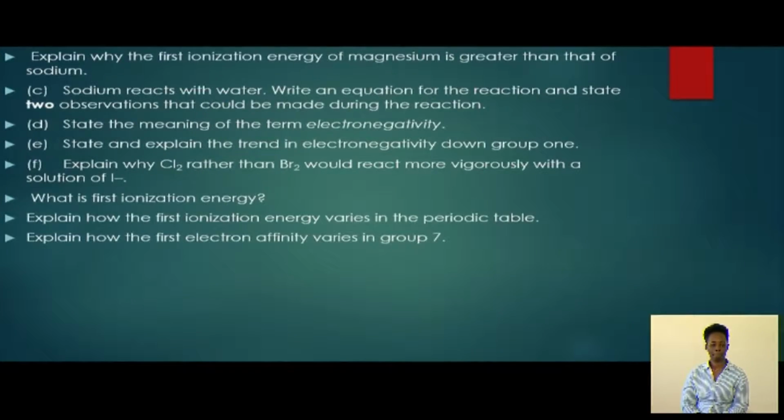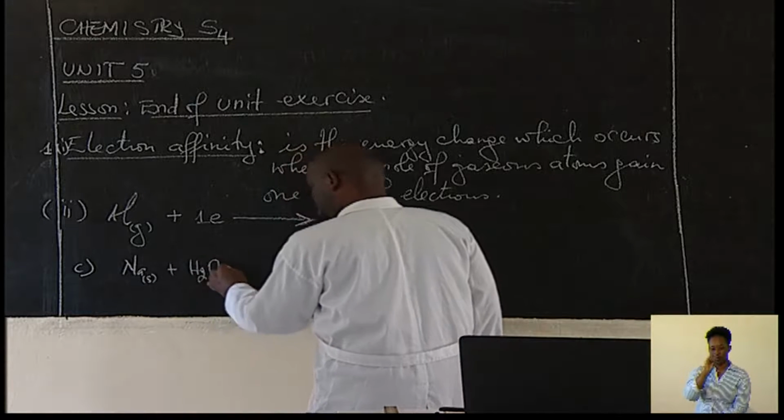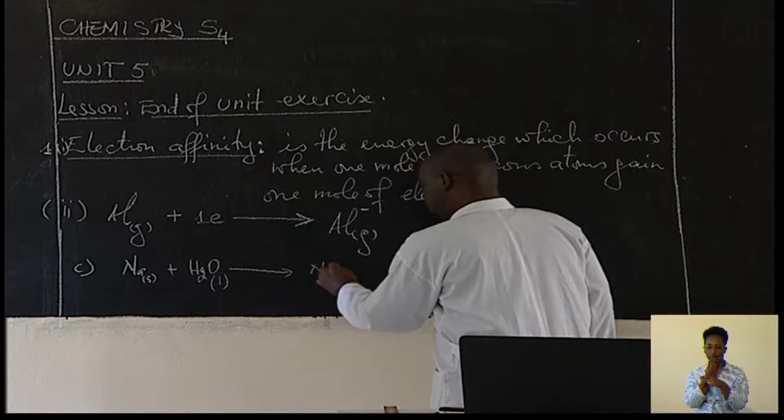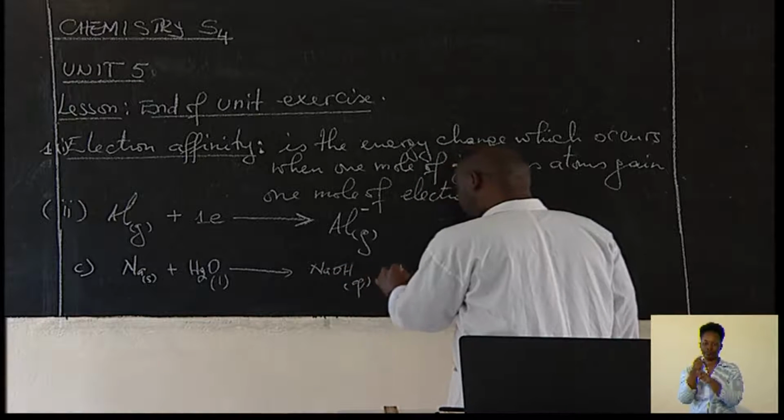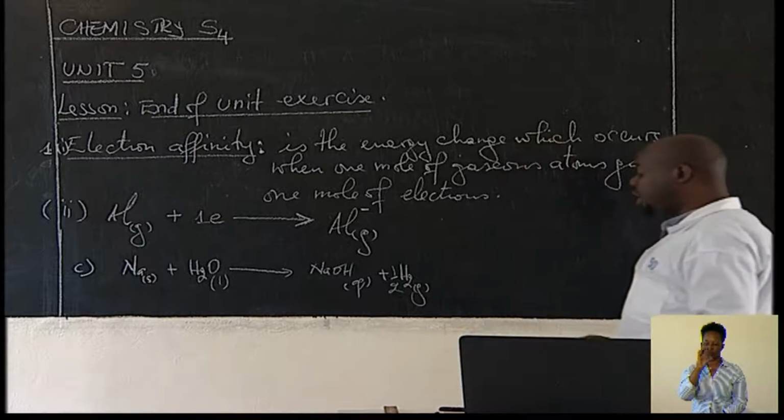And then sub-question C, sodium reacts with water. Write an equation for the reaction and state 2 observations that could be made during the reaction. What is the equation? We are on C. Sodium is reacting with water. What happens when solid sodium reacts with water? We produce sodium hydroxide and hydrogen gas. Sodium hydroxide and hydrogen gas.